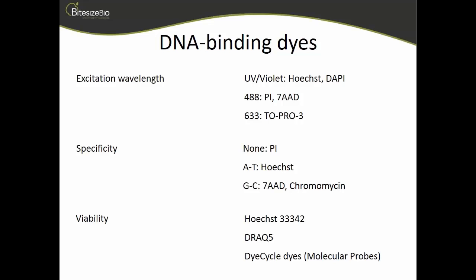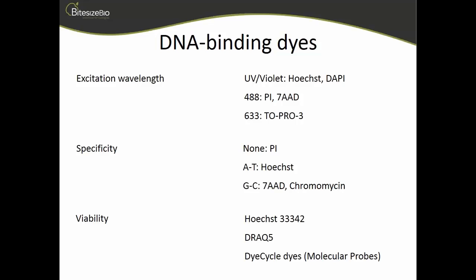There are only a few dyes that allow us to do this, that will stain the DNA in a live cell. Up until a few years ago, Hoechst 33342 was the only one of those. But this requires a UV or a violet laser, which weren't particularly common. Whereas more recently, dyes like DRAQ5 and the Vybrant DyeCycle dyes have been developed to do the same function, to stain the DNA in live cells.